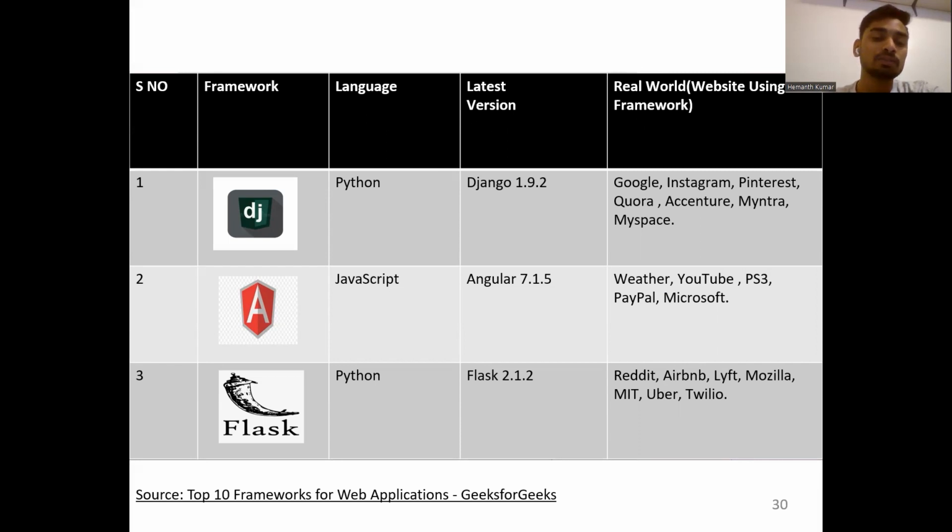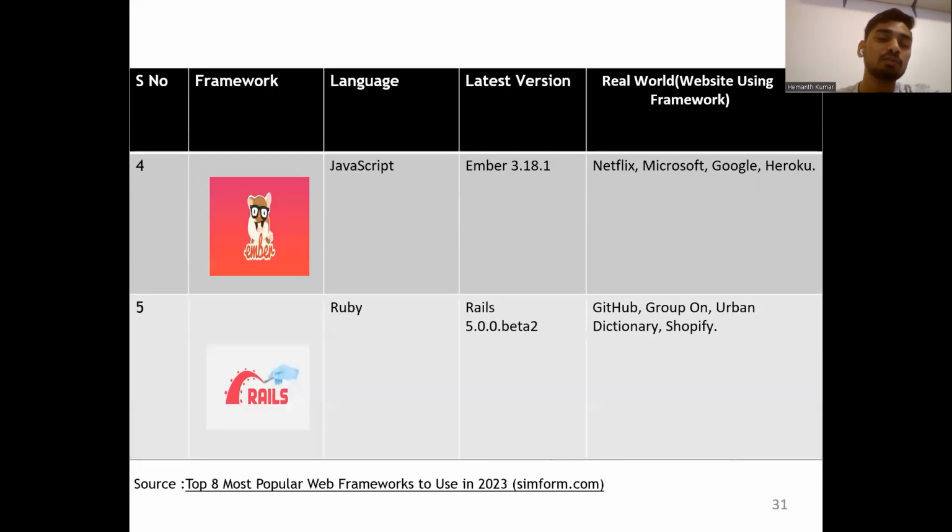And the third framework is Flask, and it was also written in Python. And the latest version of Flask is Flask 2.1.2. And some of the real world examples are MIT, Uber, Airbnb, Reddit, Mozilla, and Twilio. And going ahead into the next slide, we have the fourth framework Ember, and this was written in JavaScript. And today we are using the latest version Ember 3.18.1. And some of the real world examples are Netflix, Microsoft, Google, and Heroku.